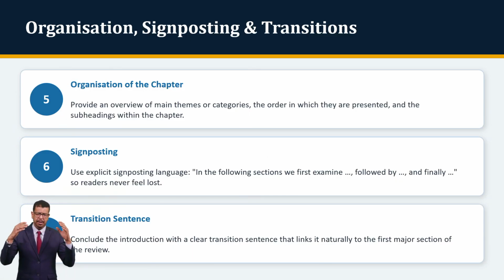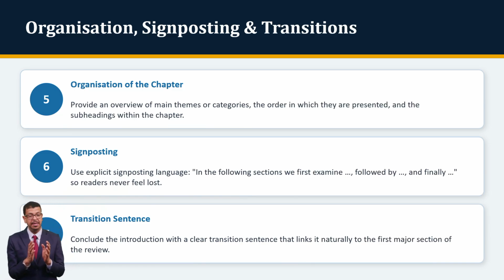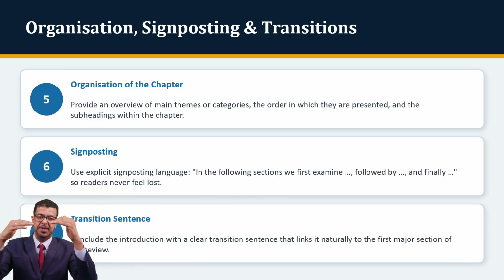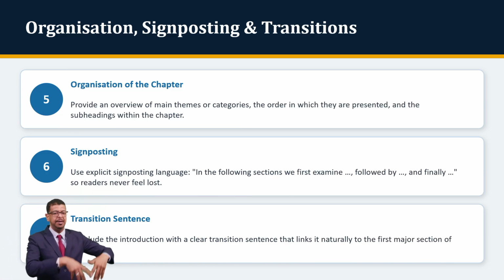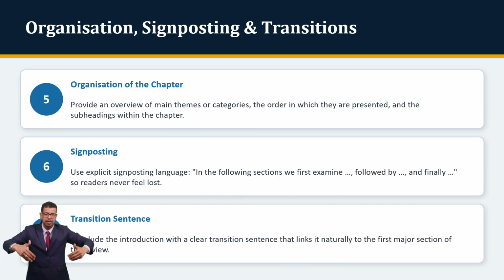Then this slide talks about the organization, signposting, and transition. For the organization of the chapter, you have to provide an overview of the main themes or categories, the order in which they are presented, and the headings and subheadings. This is very important. Signposting refers to using explicit signposting language, for example, in the following sections we first examine this, followed by this, secondly, thirdly, and finally, so that the reader can feel that there is a smooth flow.